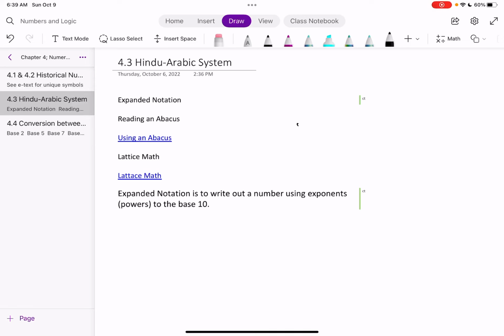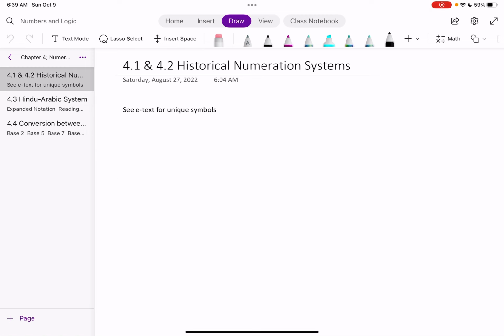All right, in this video, we're going to cover 4.3. 4.1 and 4.2 is just how to do symbols, so definitely look at your book. Your e-text has all the tables. When you do the homework and the quizzes, I tried to pick problems that had the symbols associated with the problem. So basically a symbol equals a number, and then you add up the symbols.